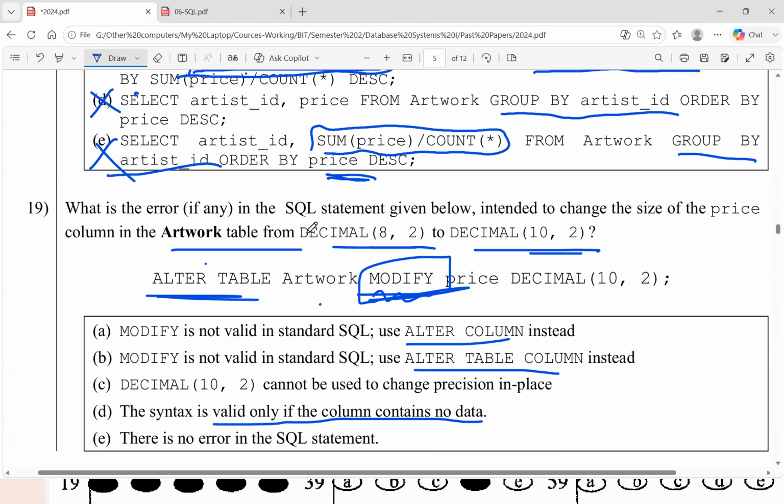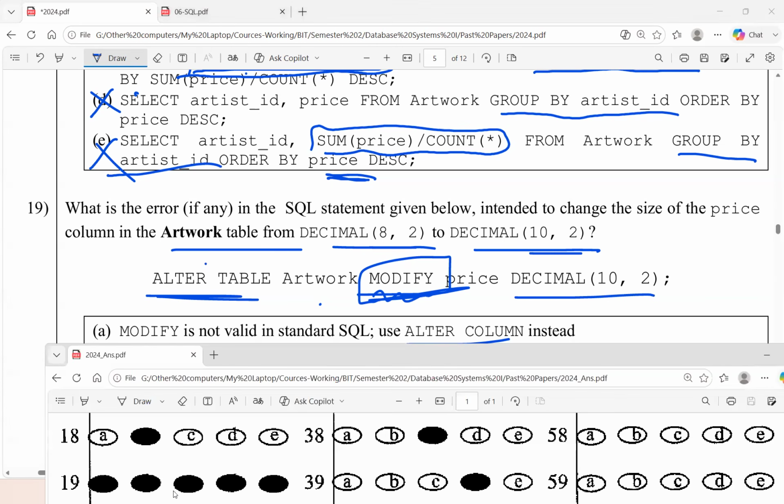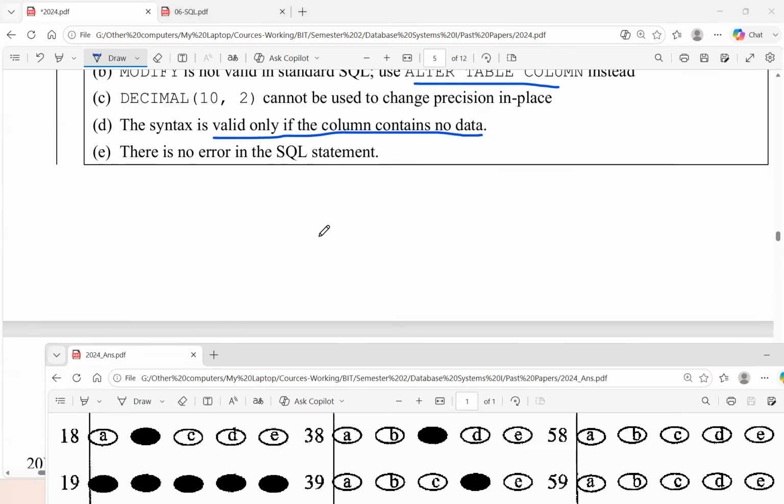Old column name, new column name, and new data type. If the column name doesn't change, you still write the same column name twice, then write the data type. So it should be change column, okay? Not alter column or whatever. I think that is why the examiner has given marks to everyone. Okay, so let's move on to the next question.